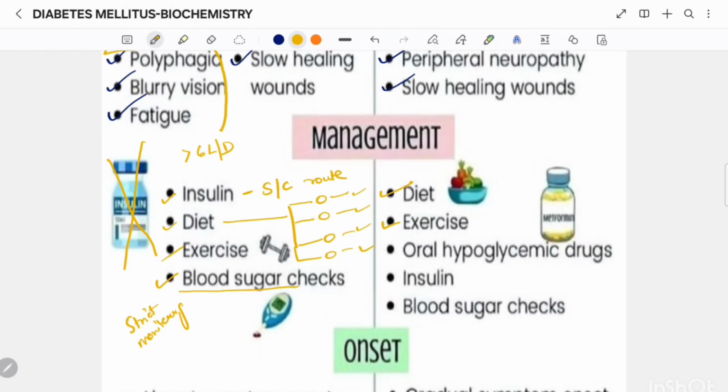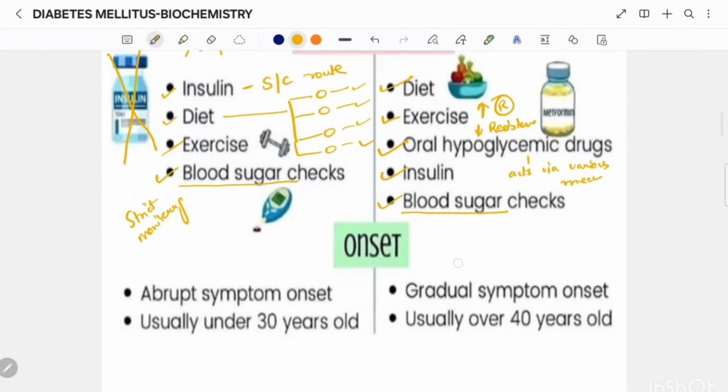In type 2, we have the same dietary modification. We have exercise, which increases insulin receptor activity and decreases resistance. We have oral hypoglycemic drugs, which act via various mechanisms, and strict blood glucose monitoring.